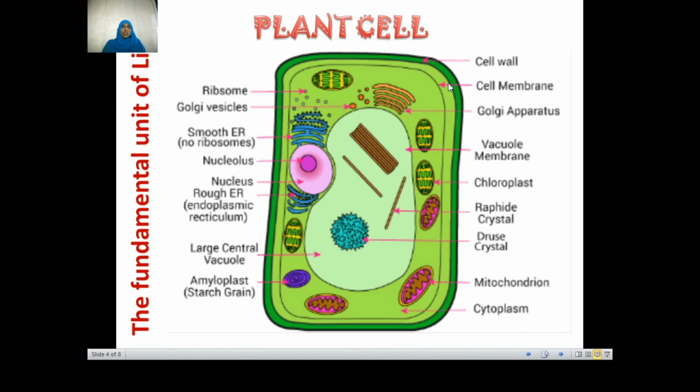Now what is the function of the cell wall? The cell wall is going to provide the shape first of all. Secondly, it provides external strength. It helps prevent the plant from injury.